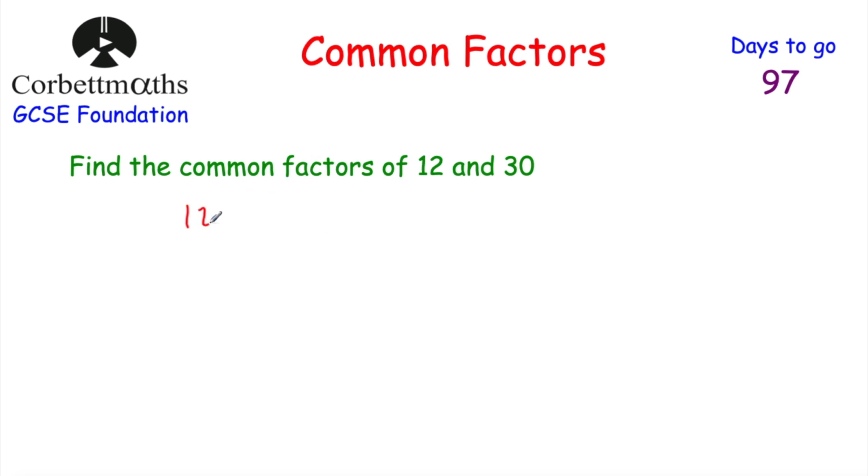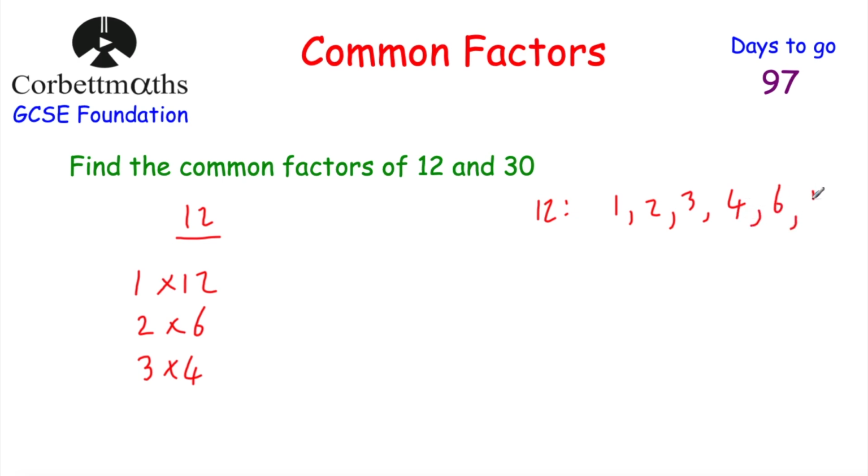Okay, so the factors of 12. Well, for 12, we've got 1 times 12 is equal to 12, 2 multiplied by 6 is equal to 12, and 3 times 4 is equal to 12. So the factors of 12 would be 1, 2, 3, 4, 6, and 12.